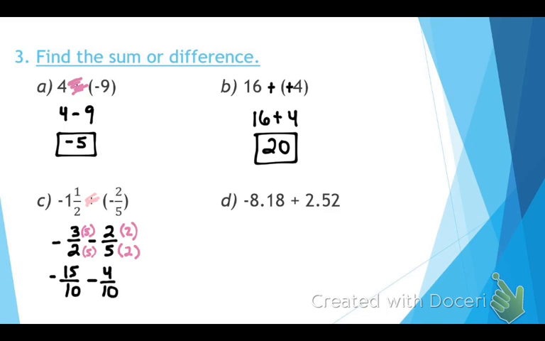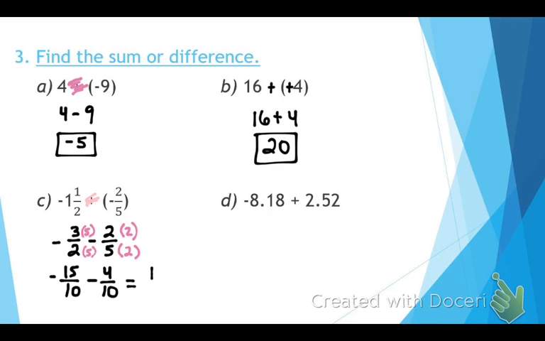Now let's look at our fractions. Do I have the same sign or a different sign? Same sign. Look, negative 15 tenths minus 4 tenths. Every number has a sign, and that sign is directly in front of that number. So these are both negatives. If I have the same sign, what do I do? Add and keep. So 15 tenths plus 4 tenths is what?